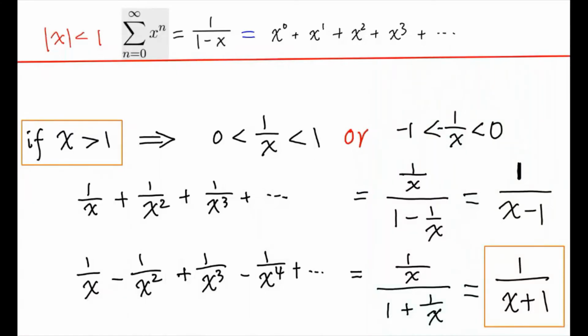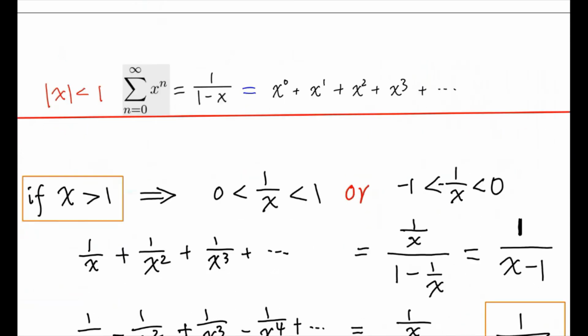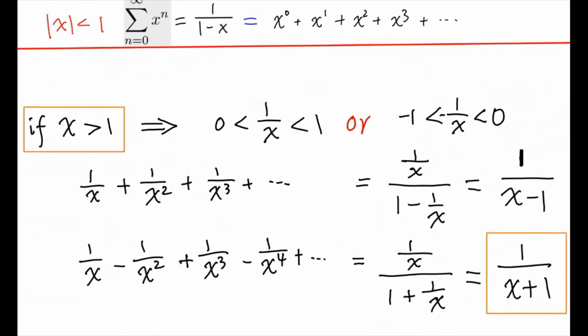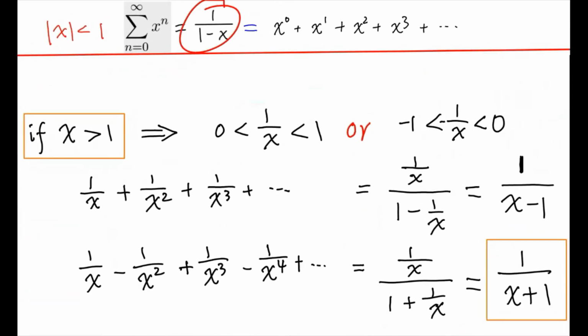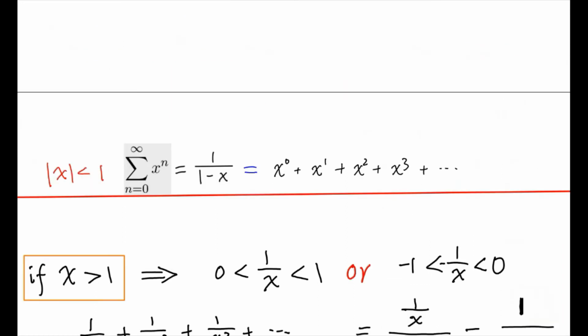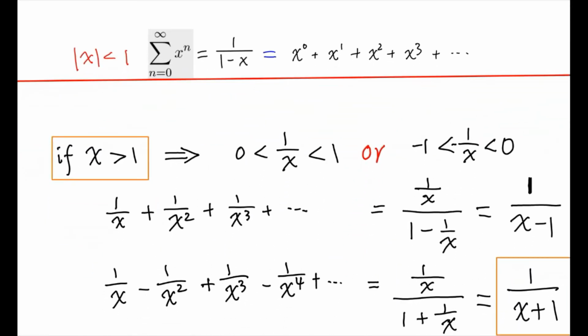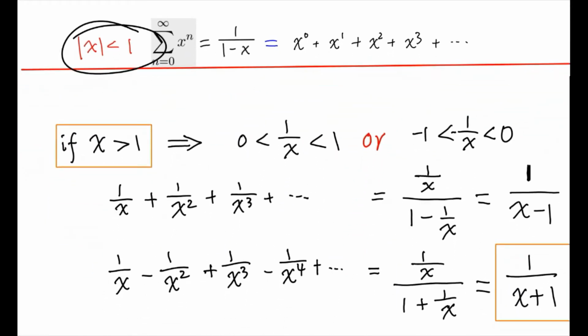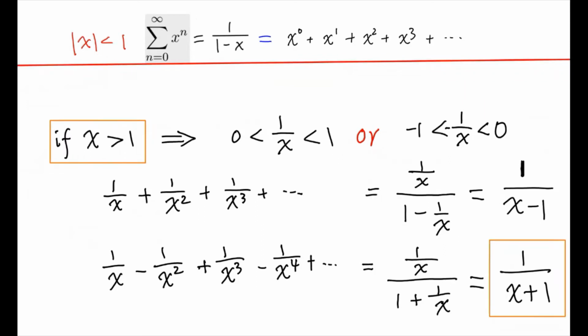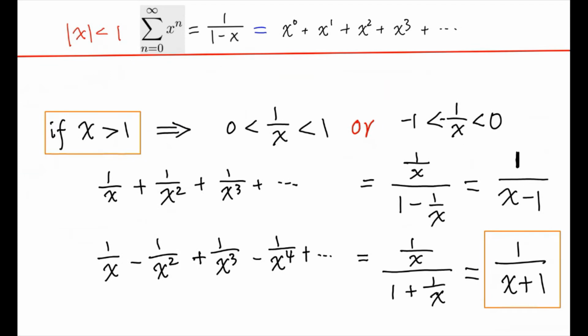Again, we're going to be talking about this function over here. So this, of course, as we explained before, is equal to 1 divided by 1 minus x when the absolute value of x is smaller than 1. So first of all, what else can we do with this?